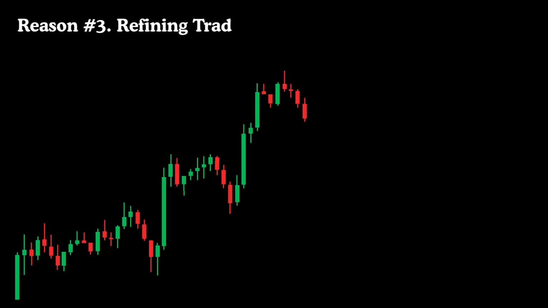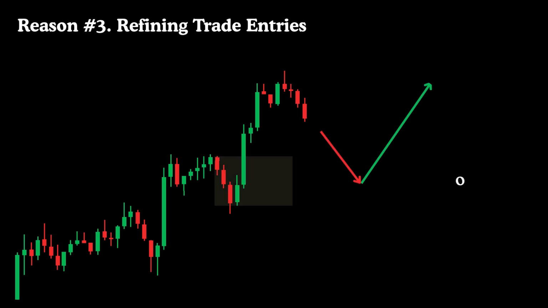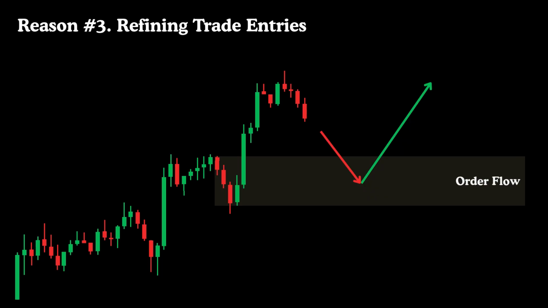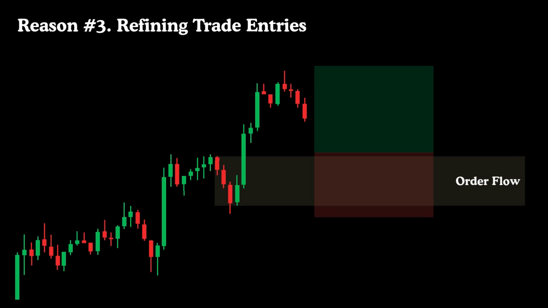Reason number 3, refining trade entries. Studying several time frames helps traders spot the most favorable entry and exit points. For example, let's say you're waiting for a pullback into the order flow zone to align your buy entries with the ongoing bullish momentum. If you place your buy orders at the start of the zone, your stop loss ends up being unnecessarily wide.